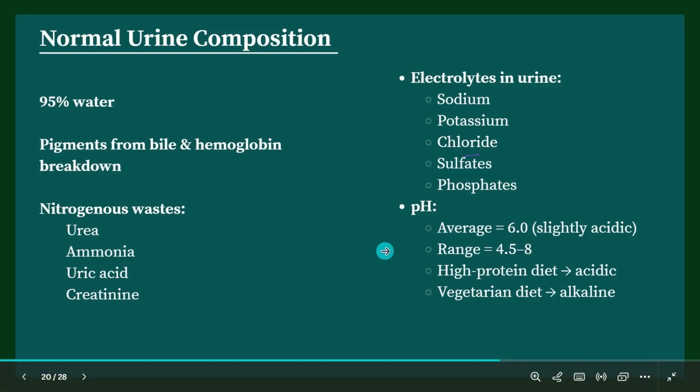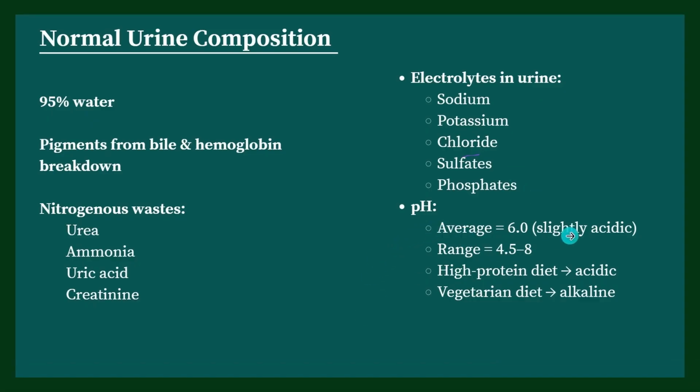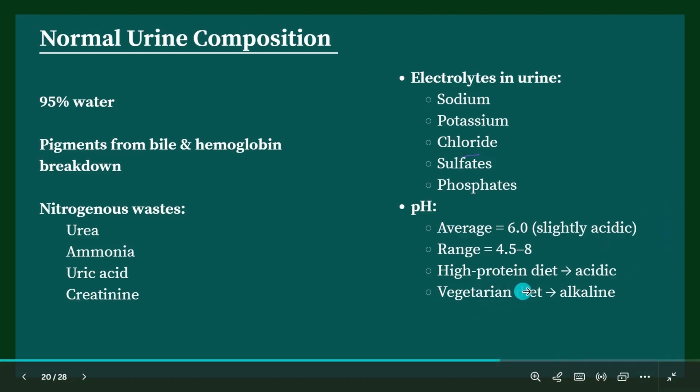The average pH of urine is slightly acidic at 6.0. That's why we need the mucous membranes in the vessels along the urinary tract to keep that acidity from damaging them. And for people who have a high protein diet, high meat diet, their urine's going to be more acidic, and for people that have a more vegetarian diet, their urine's going to be more alkaline.